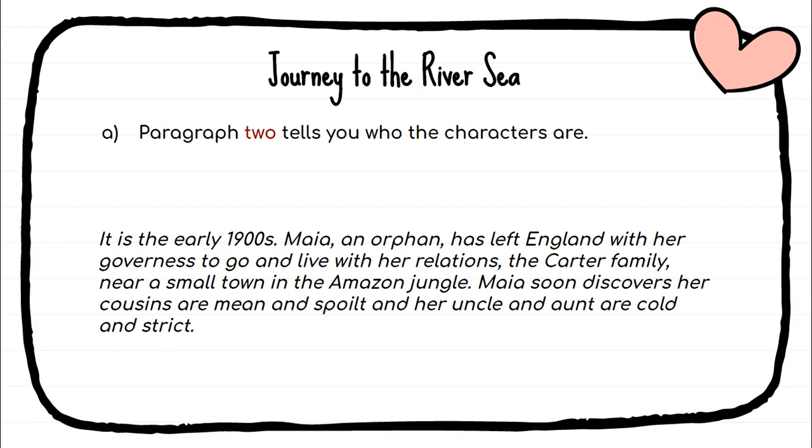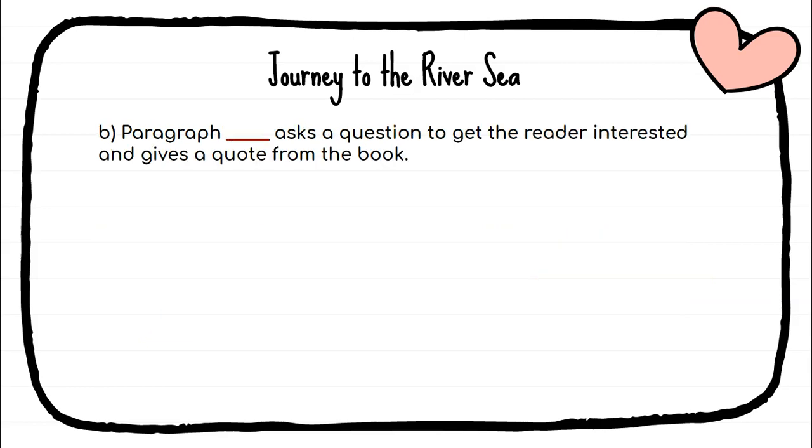You don't have to write out this paragraph, but just spend a moment having a look. So it tells us who the characters are. See their names. We've got Maya, the governess, the Carter family, the cousins, uncle and aunt. And also a little bit about the character's personality, right? So the first paragraph 2 tells us about the people who populate the story.